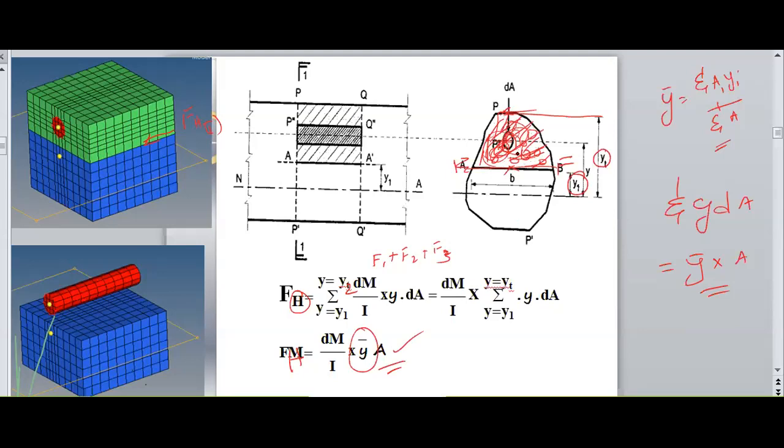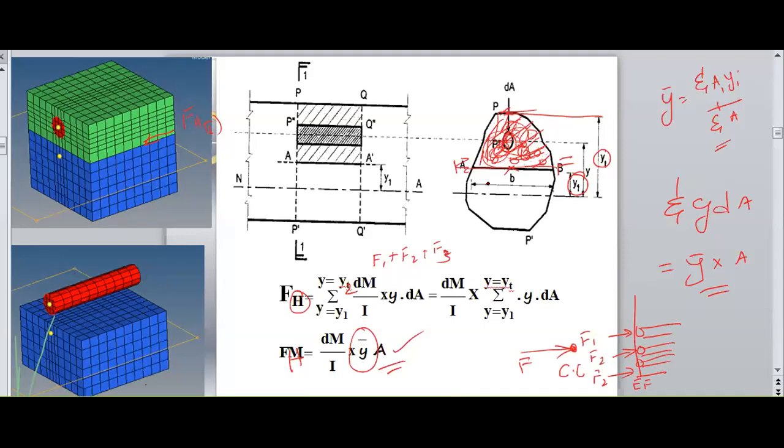Because all such small forces, this is the cross section, small forces F1, F2, F3 are the forces developed above the EF line. All such forces are developed on the fibers. So I can combine all of these into one big force, which needs to be concentrated on the centroid of the cross sectional area.